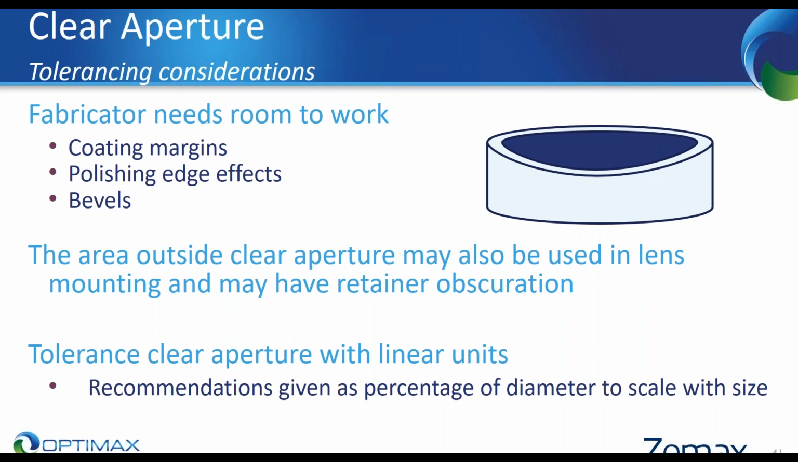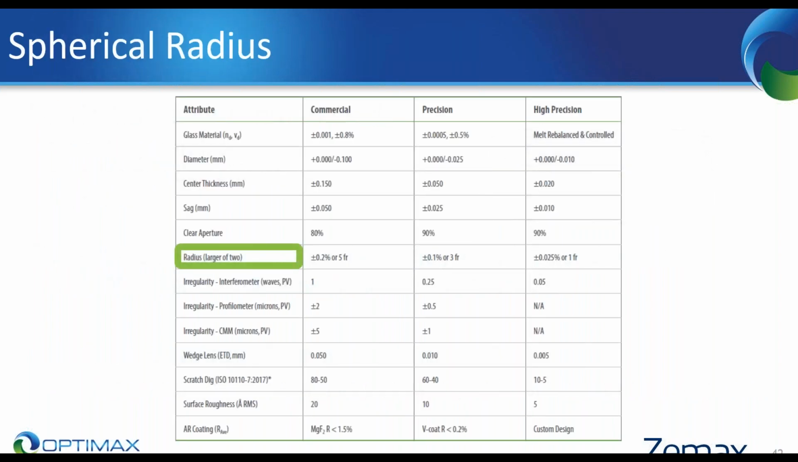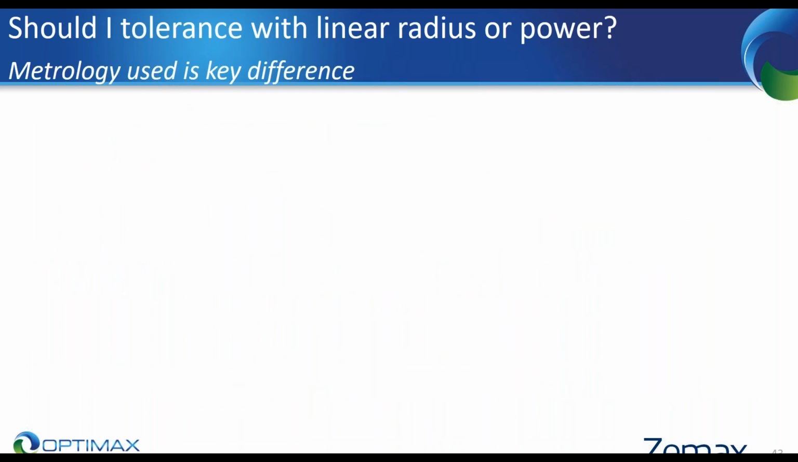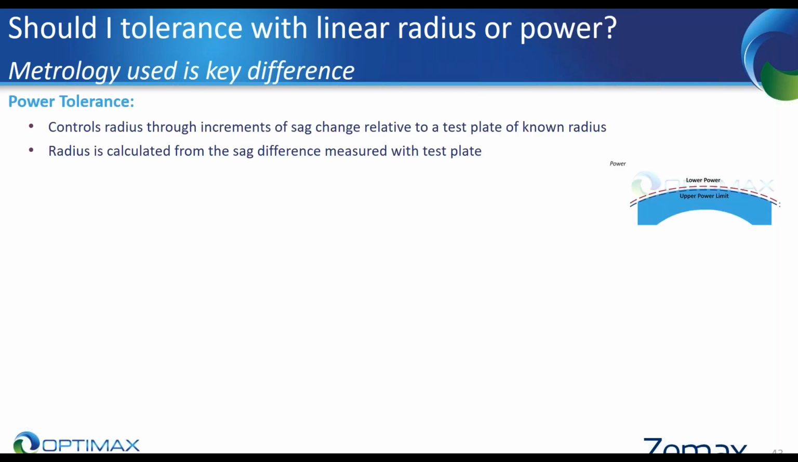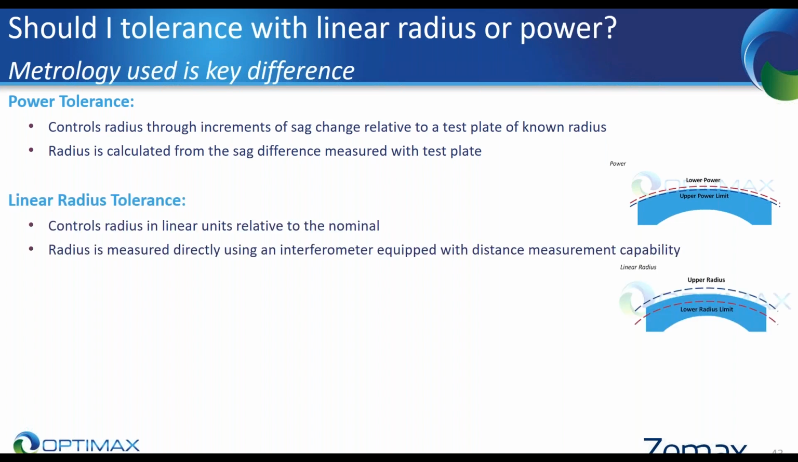The other recommendation we have is to tolerance clear aperture with linear units. I get this question quite frequently: they'll say, well, Jessica, your tolerancing chart is all in percentage. Why do you have it in percentage, but then you're asking us to tolerance in linear units? The reason for that is that it really does scale with size. A 1 millimeter clear aperture is a lot different if you have a 5 millimeter part versus a 300 millimeter part. So the chart uses percentage because it scales with size. It's a lot easier to talk with, but the recommendation is to actually put linear units on the drawings.